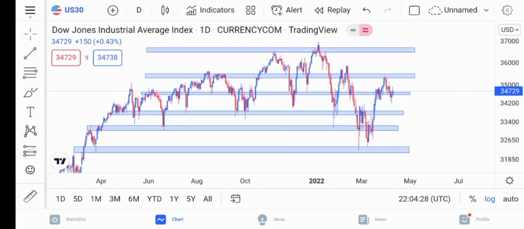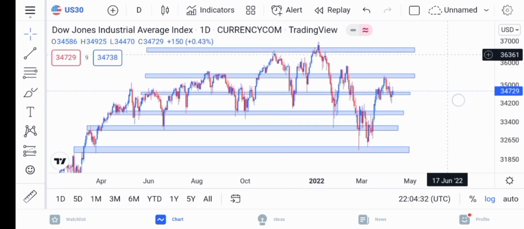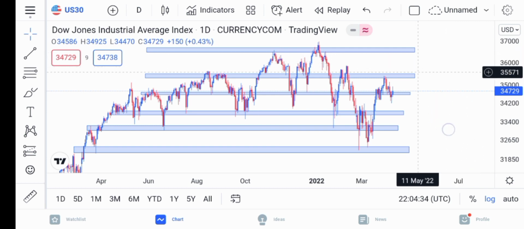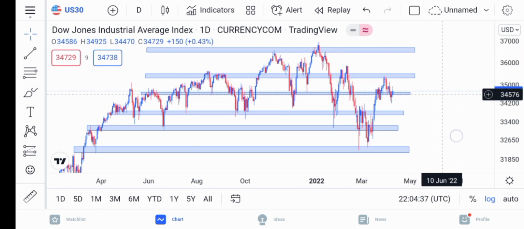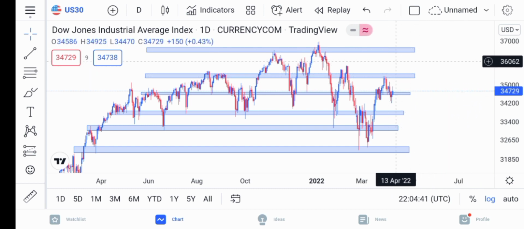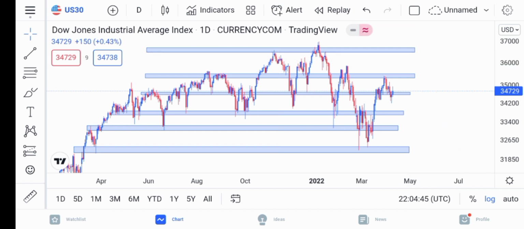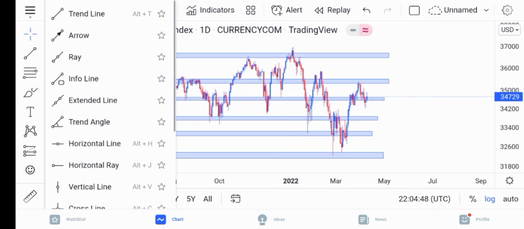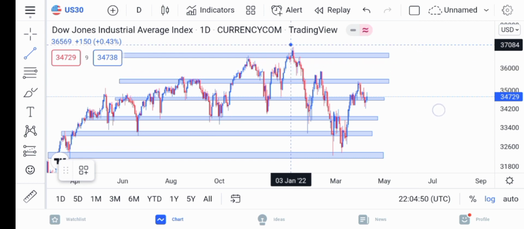So as you can see, I've already laid out our levels, and now I've added this level over here because there's a possibility that US30 can push the upside up until there. So that's the reason why I added another level. So currently this is what we have on US30.